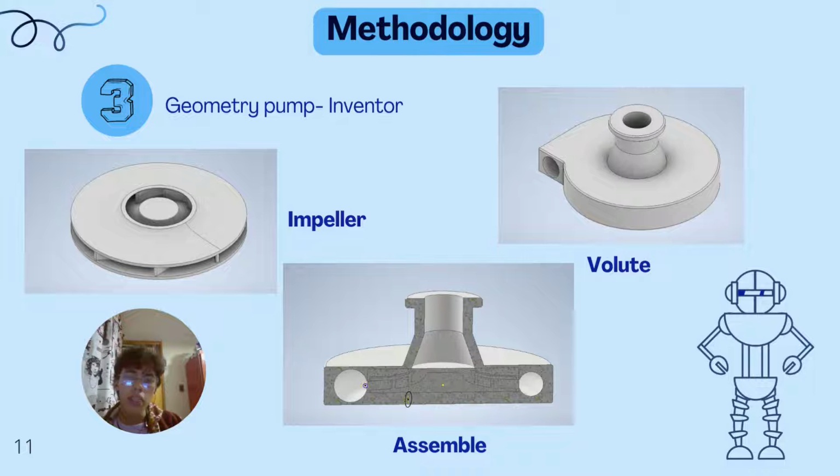Now we talk about the geometry. We use the app Inventor 2021 to create the parts and the assembly. Here you can see the parts, which are the impeller and the volute, and the assembly of these parts. This assembly is the complete pump.